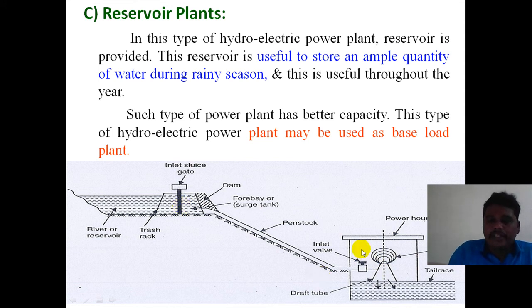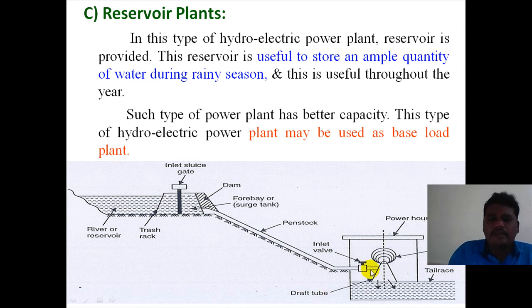Now, hydraulic power, by striking the turbine, is converted into mechanical power. Mechanical power is useful for all types of energies. Mechanical power is converted into electrical power by using generators. Now the powerhouse is where the electrical quantities are available.